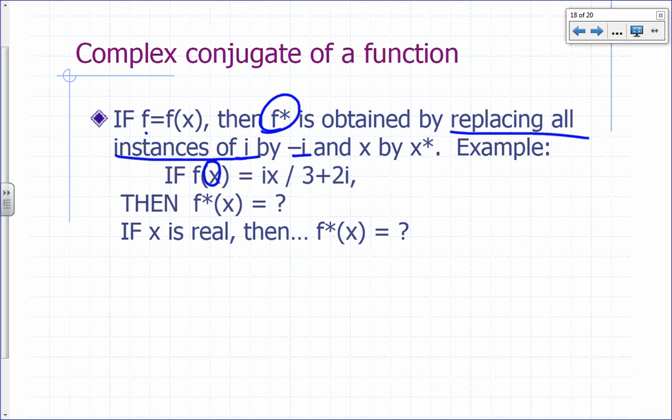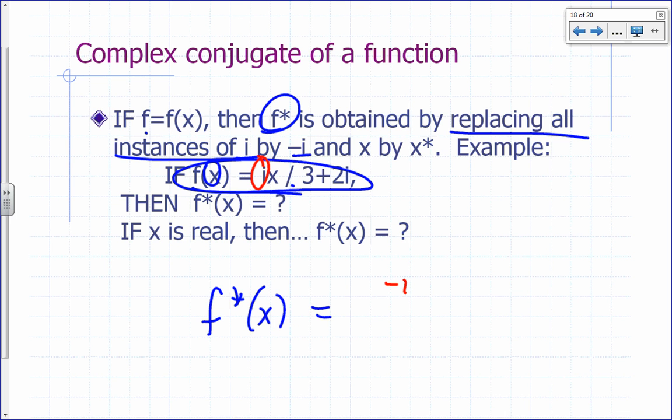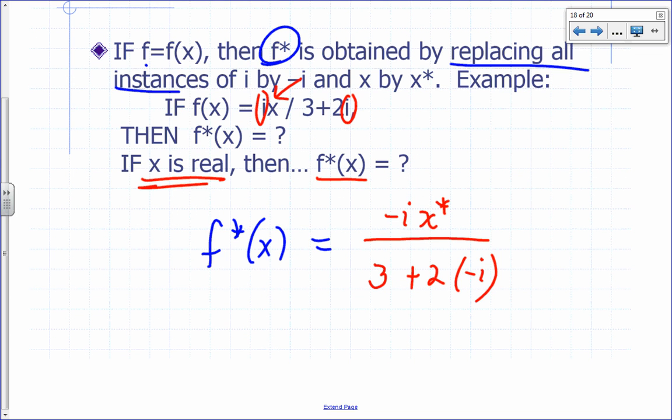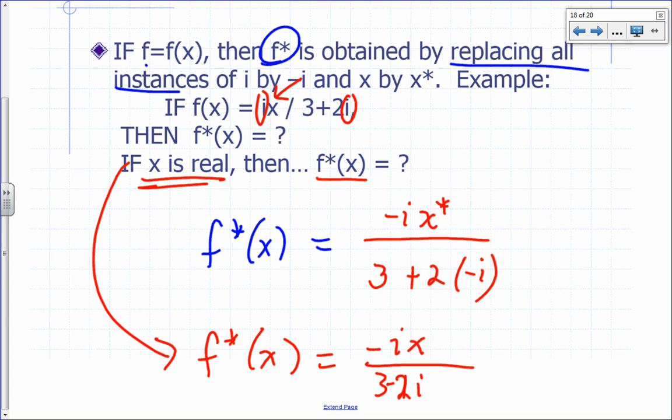Right? So let's say f is ix over 3 plus 2i. What's the complex conjugate of that? You see an i, replace it by negative i. You see an x, replace it by x star. You see a 3, that's a real number. The complex conjugate of 3 is also 3. 2 is a real number, and replace i here by negative i. So every time you see an i, replace by negative i. Every time you see an x, replace by x star. Now, what if x happens to be real? Then what do you do? If x is real, then f star of x, in this case, would be equal to negative ix over 3 minus 2i. I don't have to put a star on the x, if I know for a fact that x is real.